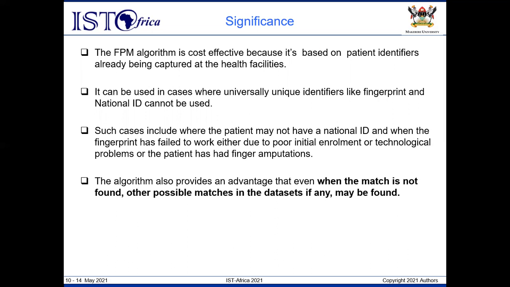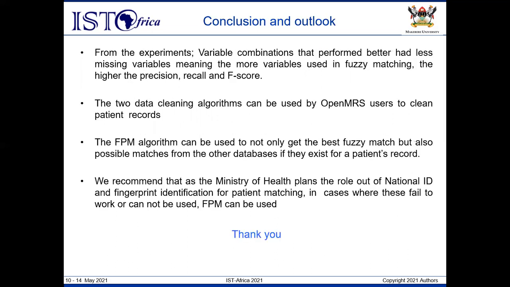The algorithm also provides an advantage that even when the match is not found, other possible matches can be obtained if they are there. So from the experiment, we realized that variable combinations that performed better had fewer missing variables, meaning the more variables used in fuzzy matching, the higher the precision, recall, and F score. And the two data cleaning algorithms can also be used by OpenMRS users to clean patient records.